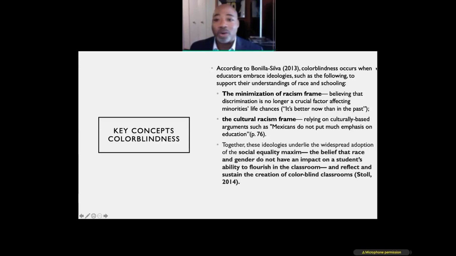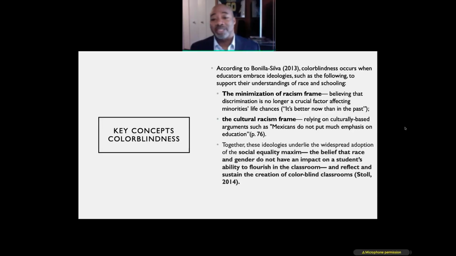But specifically, according to research, according to Bonilla-Silva, this kind of thinking, this kind of ideology, color blindness, occurs when people embrace a few things, like the minimization of racism. And that is largely what it says there, which is when people come to believe that discrimination is no longer a crucial factor in any minority's life chances. So while we're focusing specifically on race, it could be related to gender or any other form of oppression.